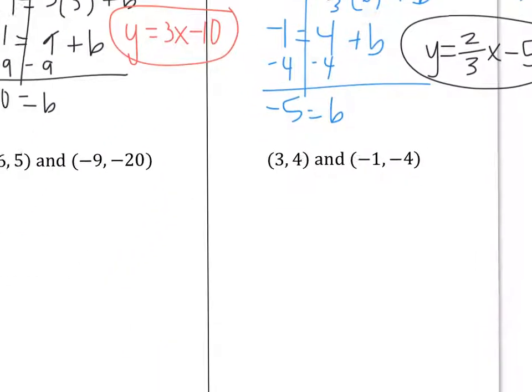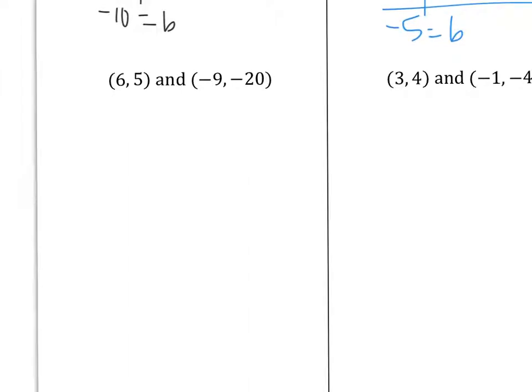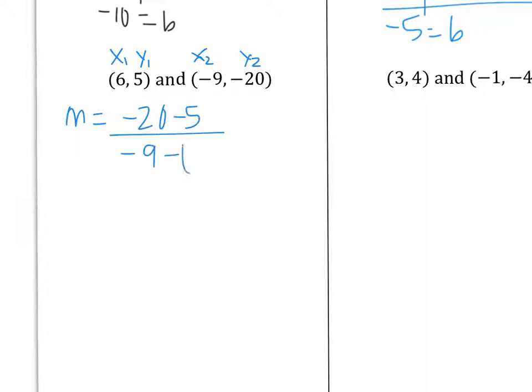Okay, let's continue on. All right, so again, first thing when I get my 2 ordered pairs, I'm going to label x1, y1, x2, y2, and I'm going to say m equals -20 minus 5 over -9 minus 6, and I get -25 over -15, which is 5/3.